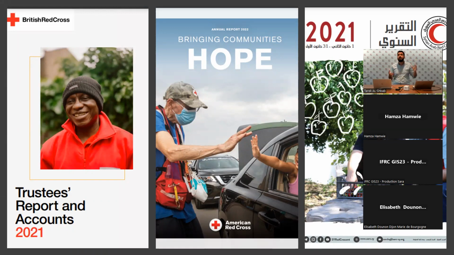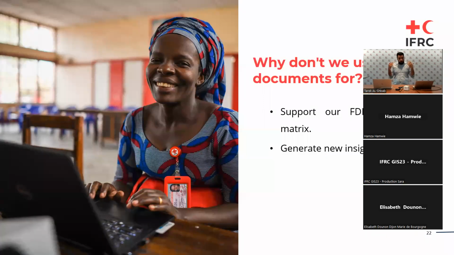They are just narrative. We need to extract data from this kind of report, and we need to validate and adapt that validation with us. So supporting our FDRS validation matrix using this document is so essential. That's what we really want to do.